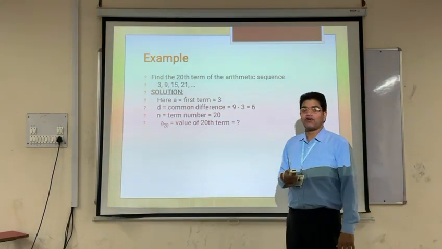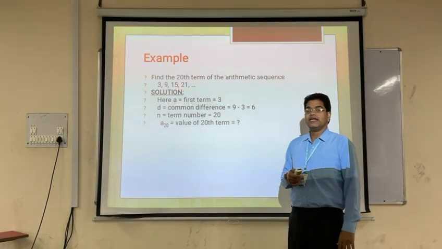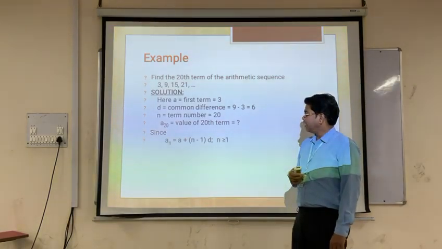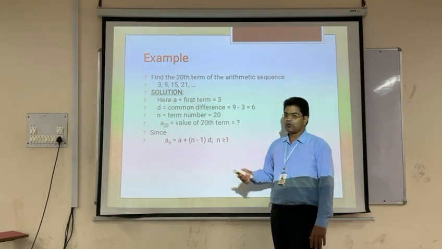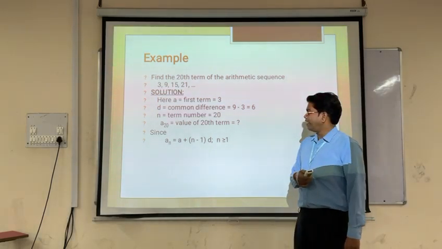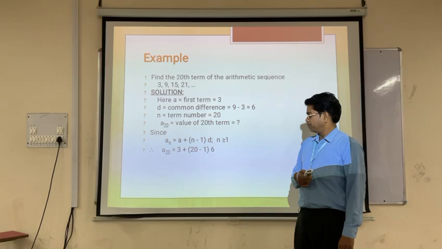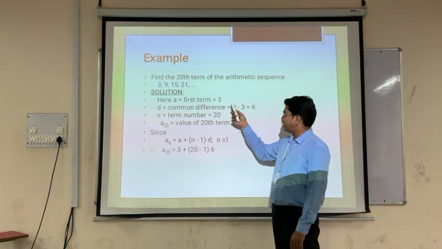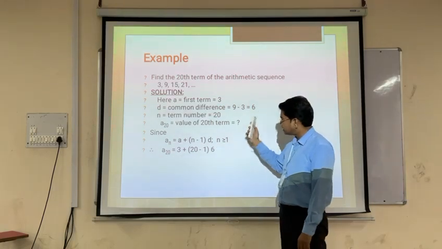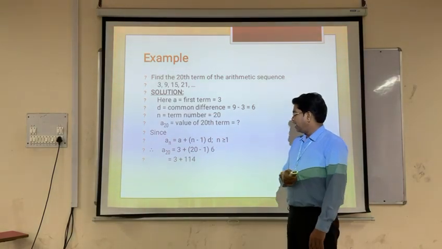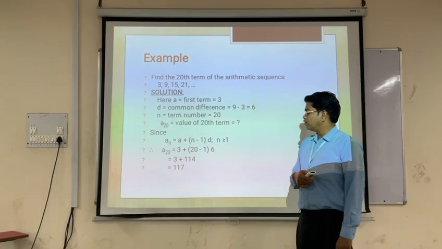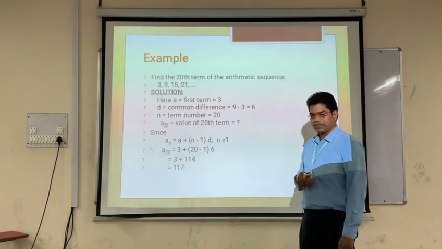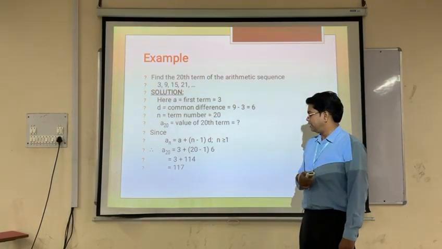Just now we learned the formula for an. It was A plus bracket n minus 1 times D. So we will use this formula to determine the 20th term of this sequence. Now in this formula you substitute the value of A as 3, D as 6 and n as 20. And the resulting number will give you the 20th term of the sequence. That is 170 we are getting here.